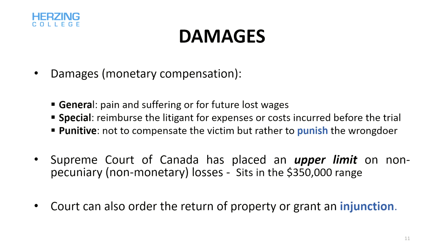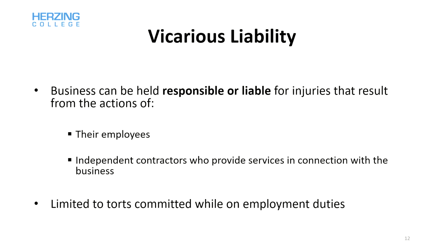The damages, in most cases, are monetary. General damages cover pain and suffering and future lost wages. Special damages reimburse the litigant for expenses or costs incurred before a trial. Punitive damages are not to compensate the victim, but rather to punish the wrongdoer. The Supreme Court of Canada has placed an upper limit on non-pecuniary, non-monetary losses, which sits in the $350,000 range. Canada is certainly not like other countries that surround us.